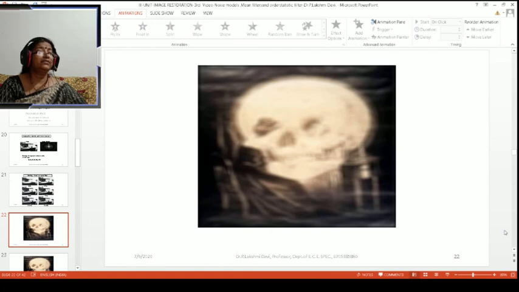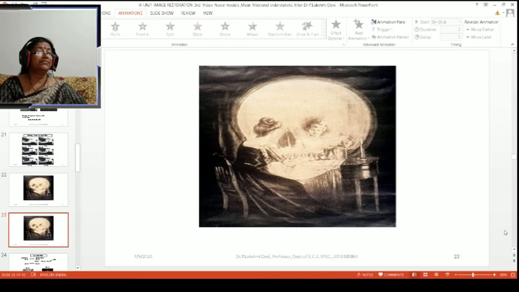This appears to be a blurred image, and as you observe it, it looks like the skull of a human. But what is this image actually? Let us see in the next figure. Once we have restored this image properly, then this is actually the figure.